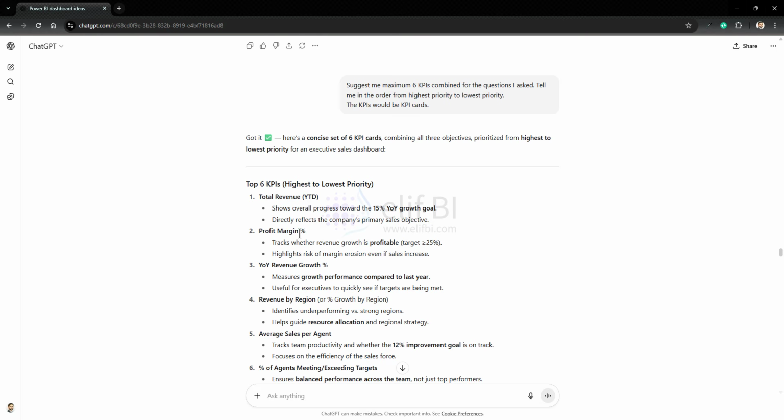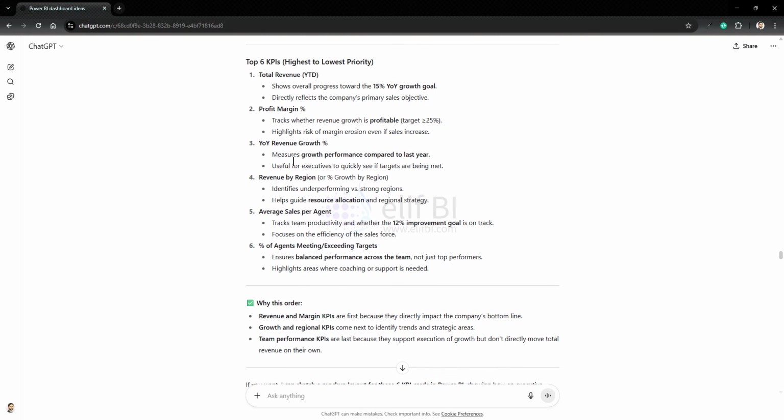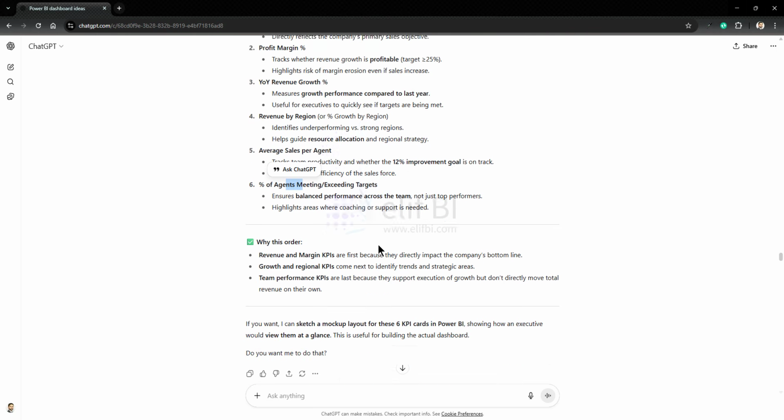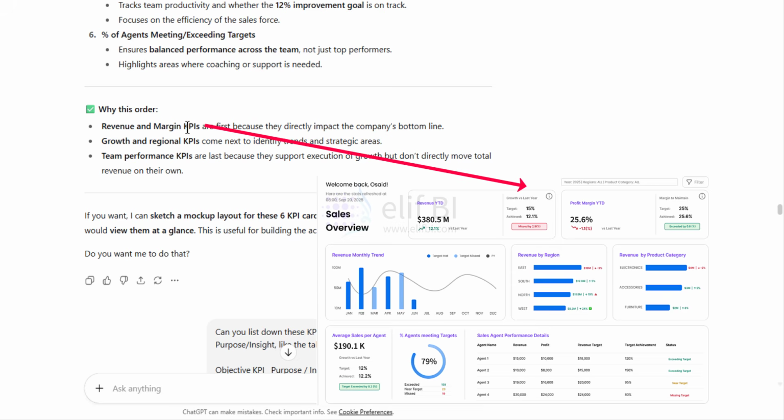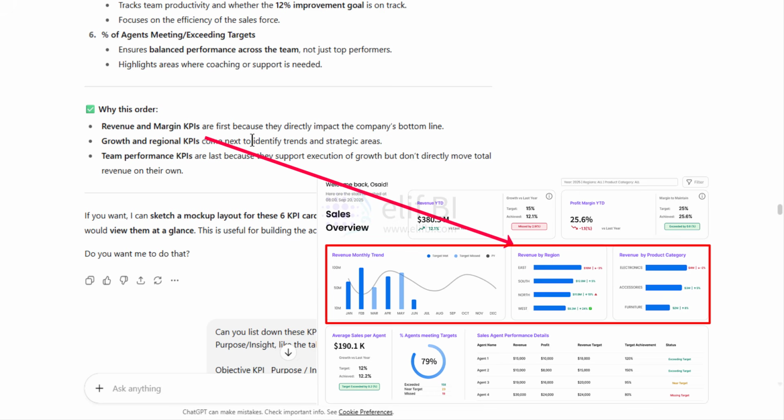Here it gives me the list of those 6 KPIs that we discussed in the slide, like the total revenue, profit margin, year-on-year revenue growth, revenue by region, average sales per agent, and percentage of agents meeting or exceeding the targets. And here it's telling me why it's giving this order, because revenue and margin are the first KPIs that would directly impact the company's bottom line. What are the contributing factors? Those are basically the regional revenues. So these come next to identify the trends and the strategic areas.